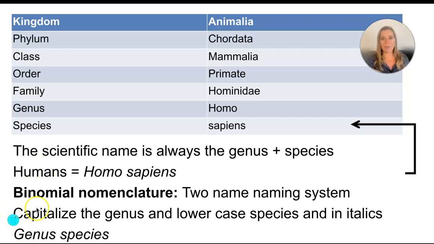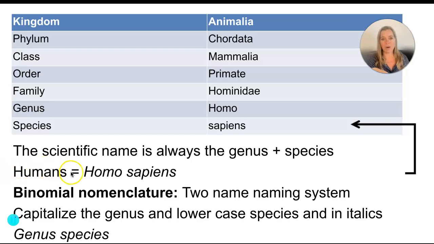So if we're looking here, we've got kingdom Animalia. We have phylum Chordata, Mammalia, we're mammals. Primate, Hominidae, which we've talked about before, Homo sapiens. Homo sapiens is the scientific name for humans.